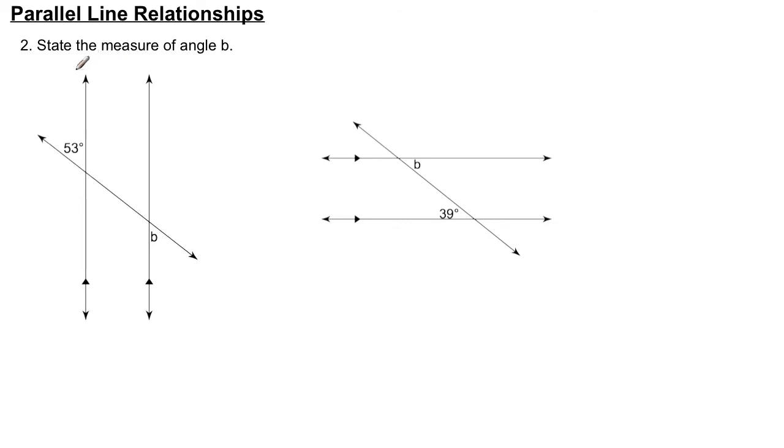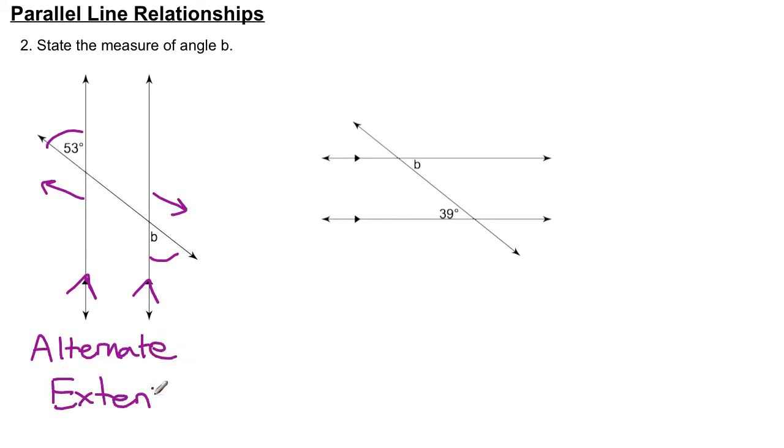On the second part, we're just stating these angles. Okay, so now notice, let's first figure out what kind of relationship this is. We have 53 and B. Okay, so these are on the outside of the parallel lines. So this is alternate exterior. Okay, and alternate exterior angles are equal. So in this situation, B is 53 degrees.